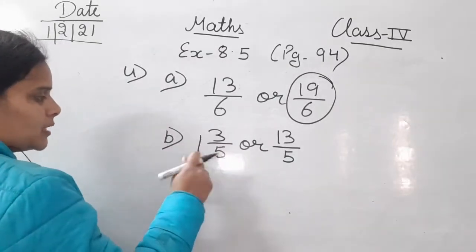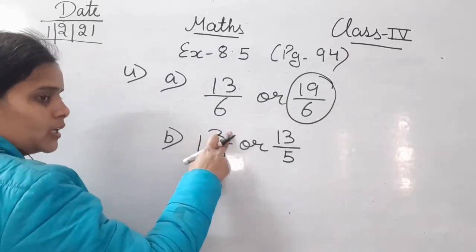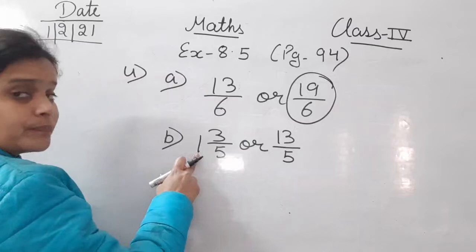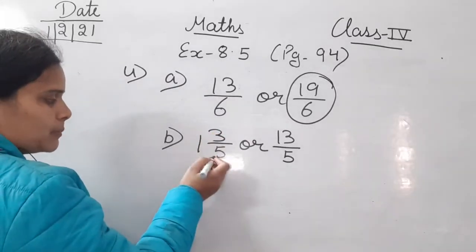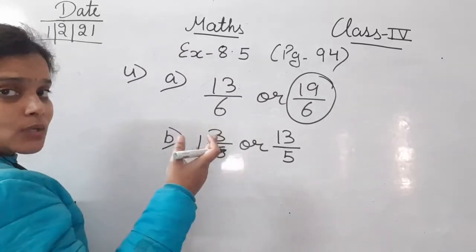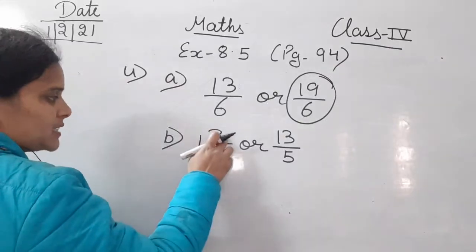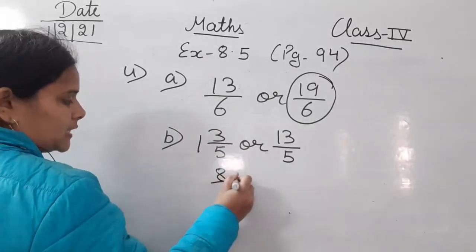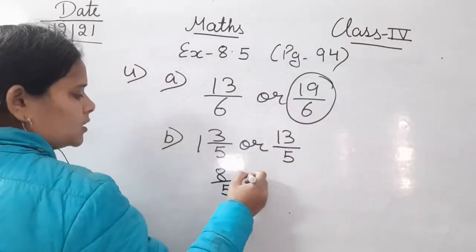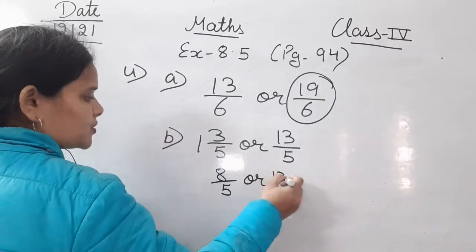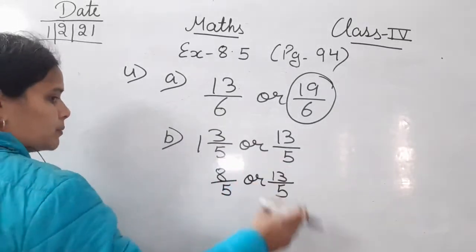So for that, what do we do? We multiply the denominator with the whole number and then we add the numerator. So 5 ones are 5, plus 3, that is 8, and the denominator will be the same, that is 5. Here this one is already an improper fraction, that is 13/5. One was a mixed fraction, one was an improper fraction.